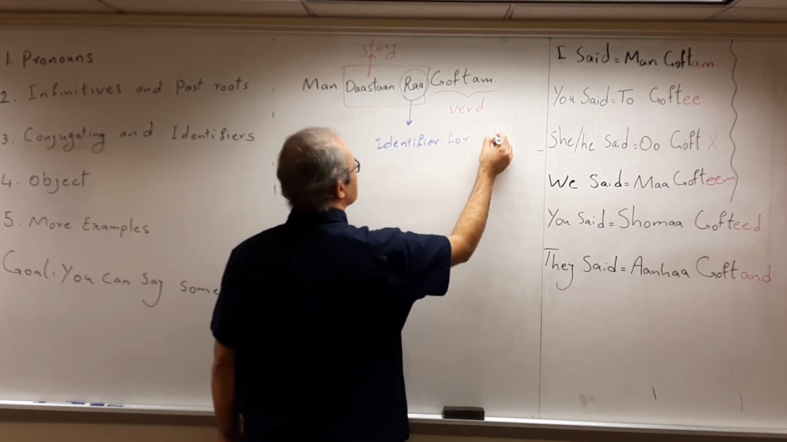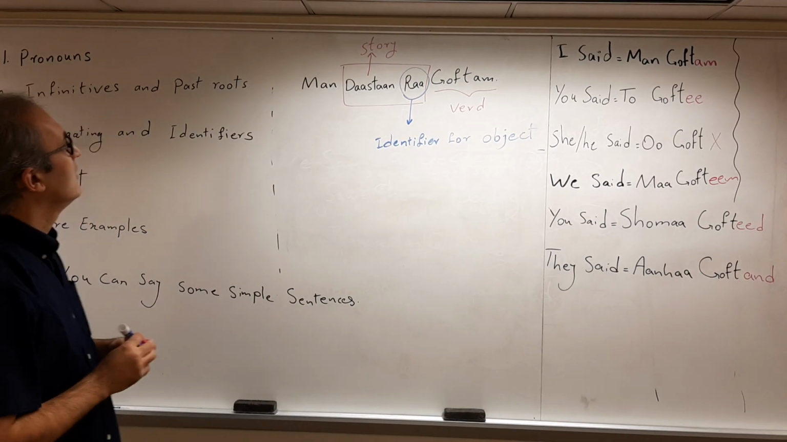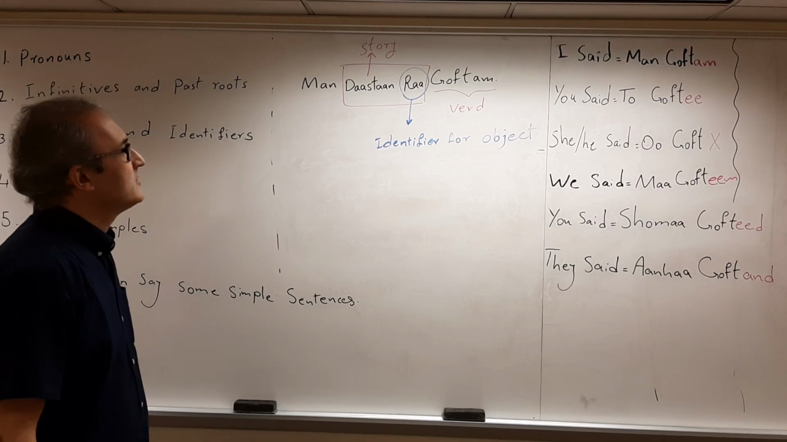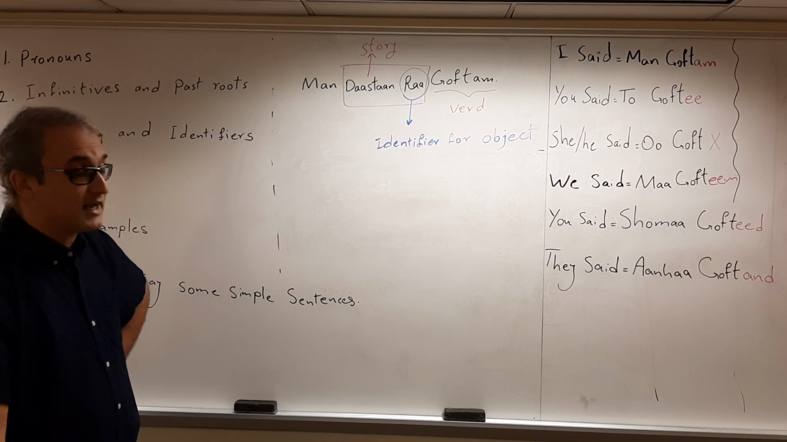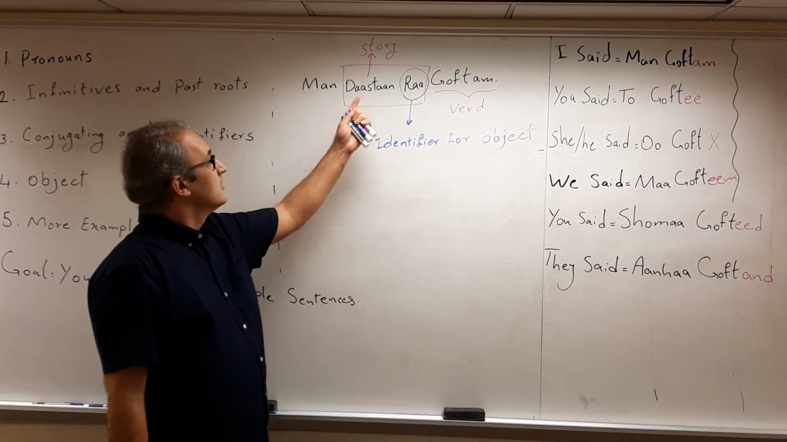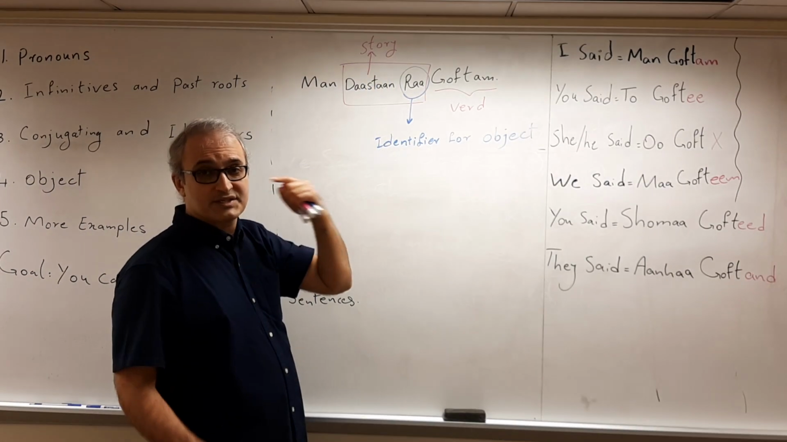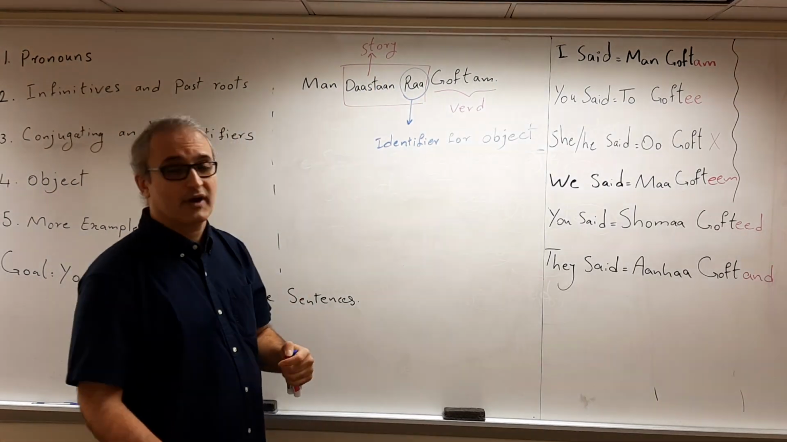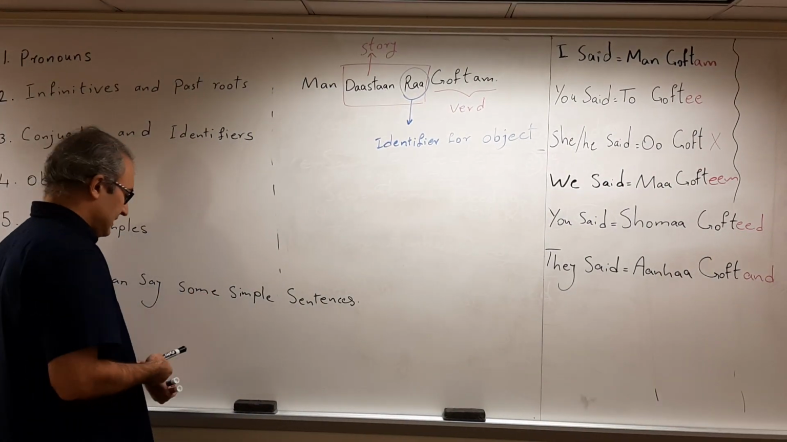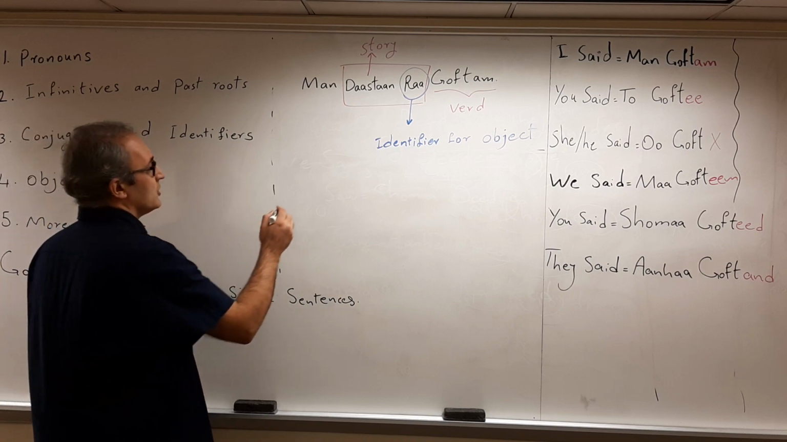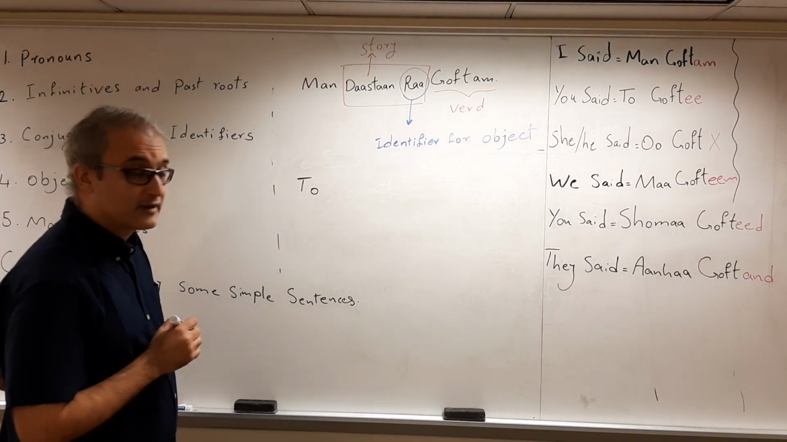Or object. Okay. من داستان را گفتم. It means I said the story. داستان, the story, is the object, and را is the sign or the identifier of the object. Okay.